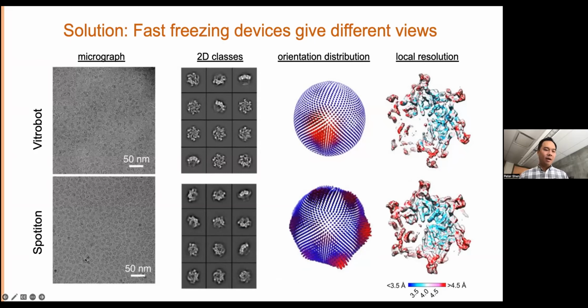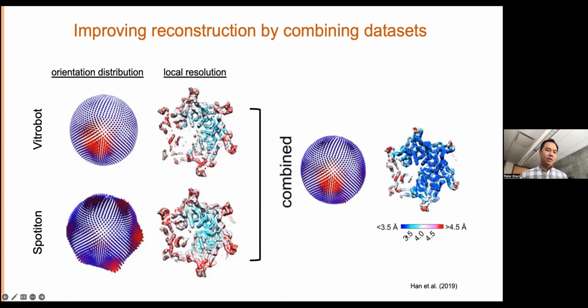And with spotted on, we got an enrichment of side views. Each of these data sets independently produced 4.5 angstrom structures. Of course, with these views being complementary between these data sets, it made sense to combine them into a single reconstruction. So even though spotted on itself wasn't the answer, the advantage of having different views recovered using different grid freezing methods enabled us to push this overall resolution from 4.5 angstroms to better than 3.5 angstroms.